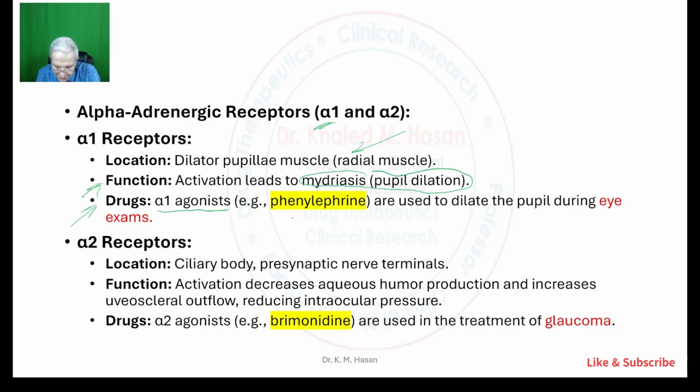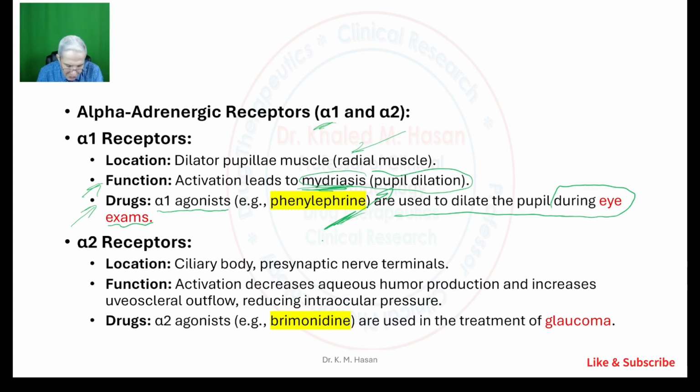We have phenylephrine, and phenylephrine is used to cause pupil dilation. Phenylephrine is used to cause mydriasis and is used in clinical practice for eye examination. So if you need to open the pupil and facilitate eye examination, we go with phenylephrine because phenylephrine causes mydriasis.